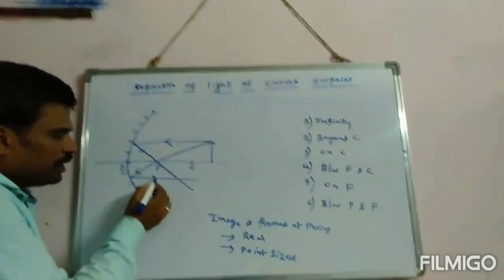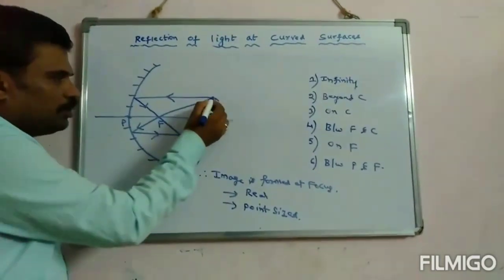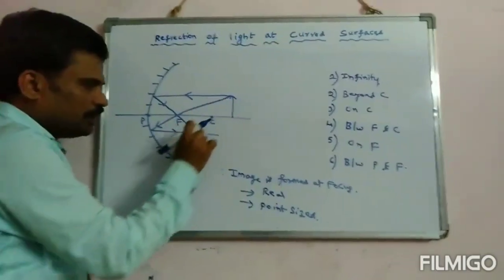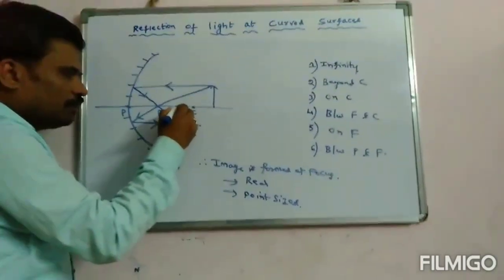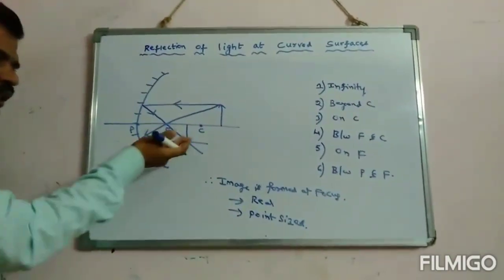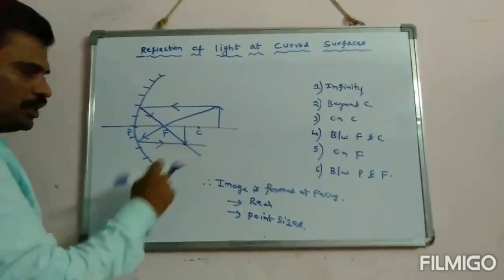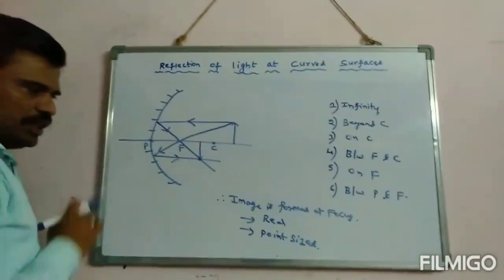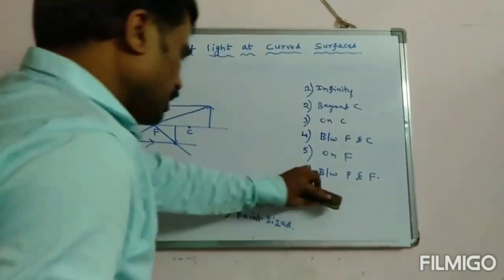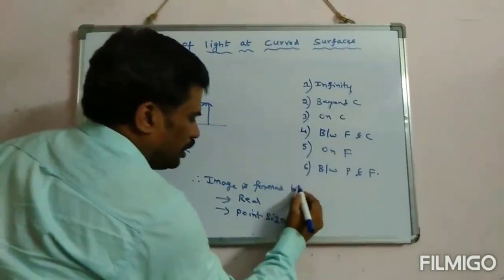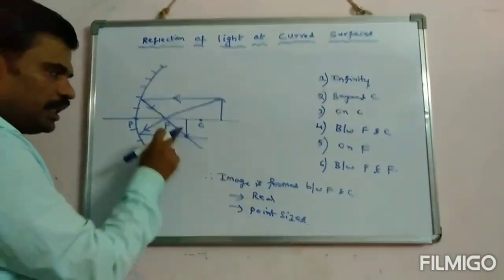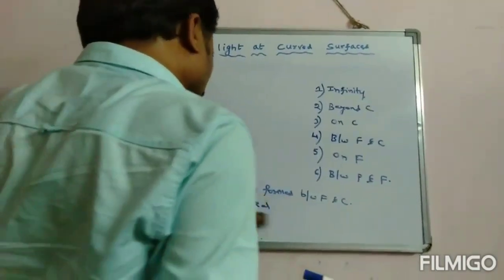Now where do both the reflected rays meet? Here. The rays are coming from the top of the object, so the top of the image is formed here. The image is formed inverted. Here the rays are converging, hence the image is real. And where is the image formed? Between F and C. So the image is formed between F and C, and the image is real and inverted.